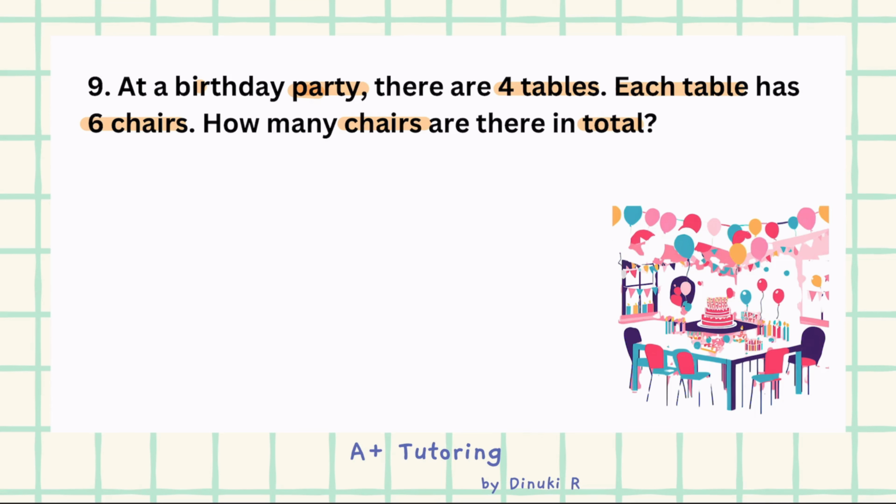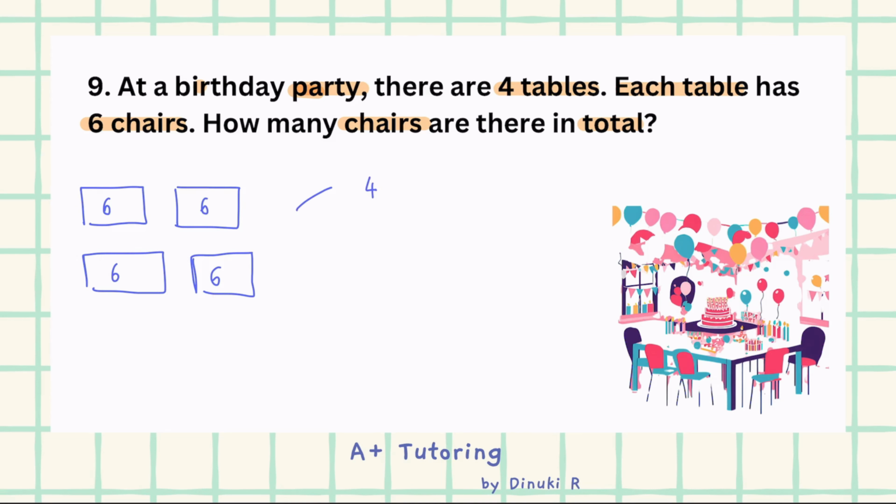Again, very similar to the last question that we just did, right? If it's easier, draw 4 tables, right? It's very easy to just do some 4 boxes like this, maybe a bit bigger than that, so something like that. And we know that each of these tables has 6 chairs, so you can just write 6 in each of those boxes like this. This should make it clear that we're looking at 4 groups of 6.